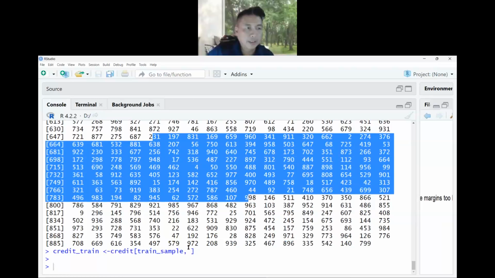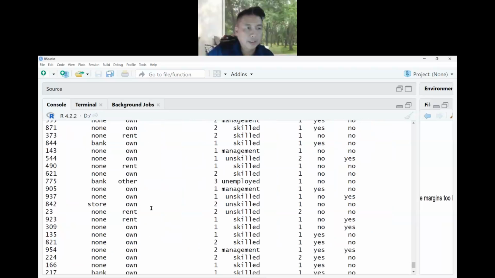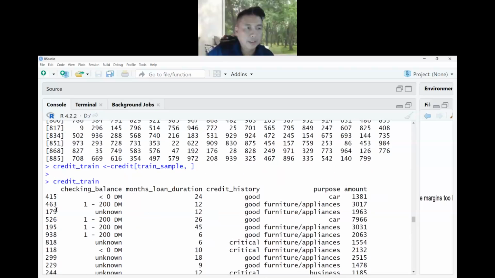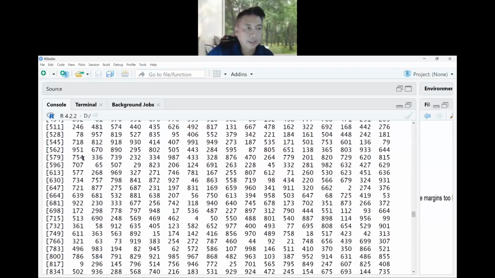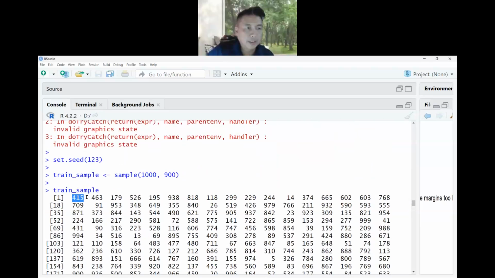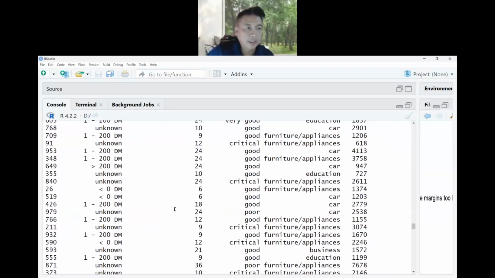So I take all these raw numbers from the credit data. If I look at my credit, these are all the raw numbers selected. The 415, see this one? This is 415. Raw number 415, 463. So they will select only this 415, 463, and so on.